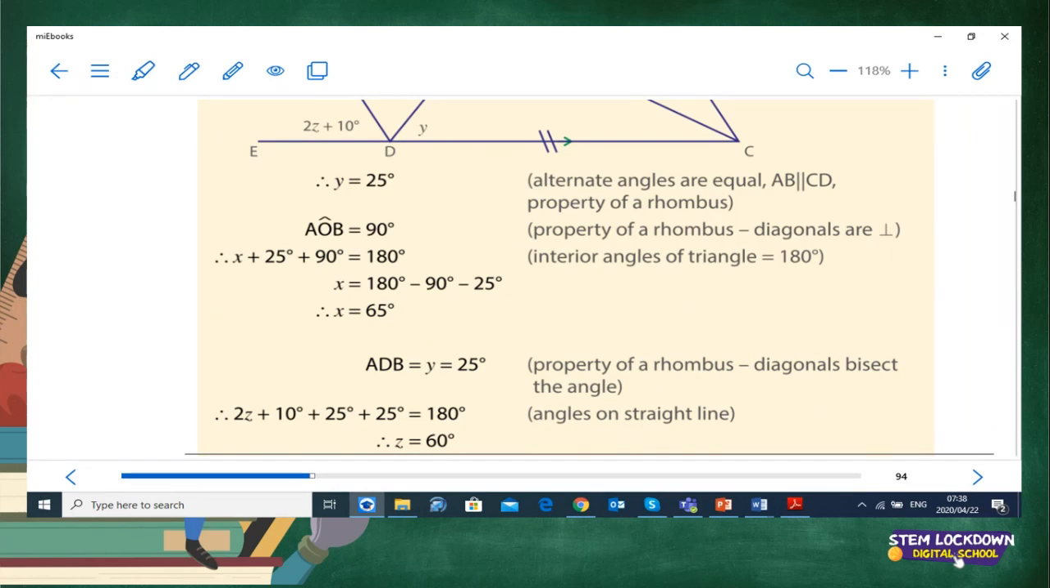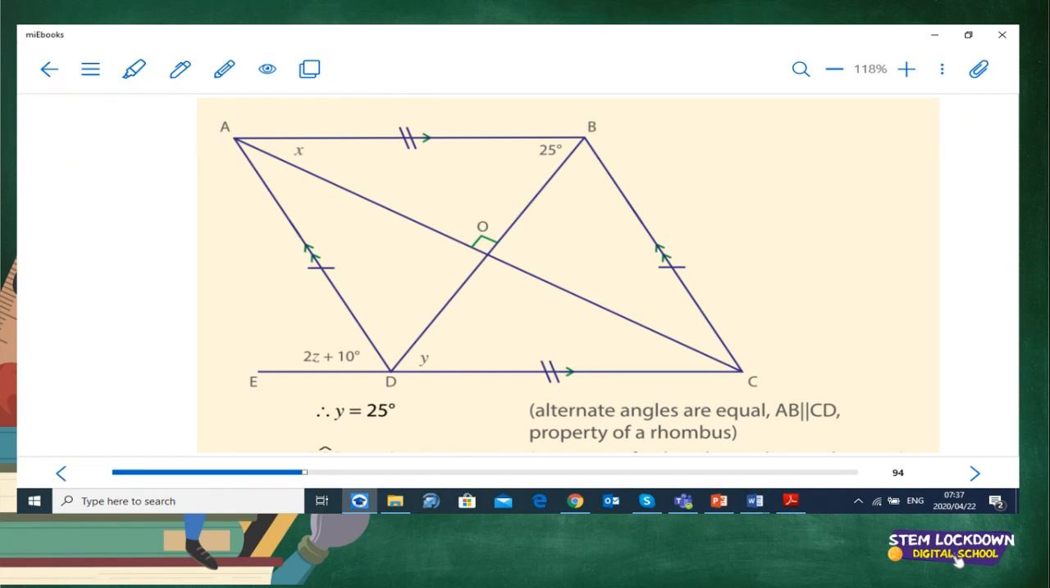And again, if you look at AOB, one of the properties of a rhombus is that the diagonals form 90 degrees where they meet. The diagonals of a rhombus form 90 degrees. So you can see that angle AOB is 90 degrees, because the diagonals of a rhombus, where they intersect, form 90 degrees. So now you have 90 degrees here, which is formed as a result of the diagonals of a rhombus, and equally, you have 25 degrees there.